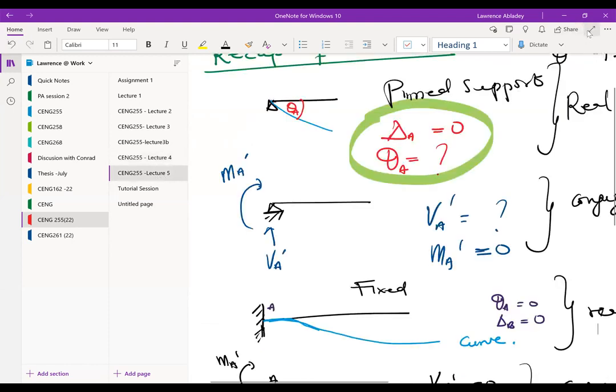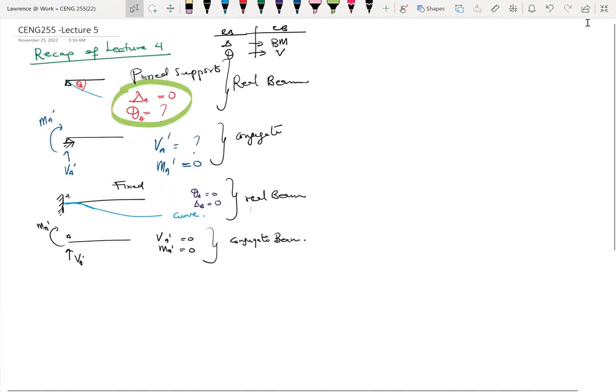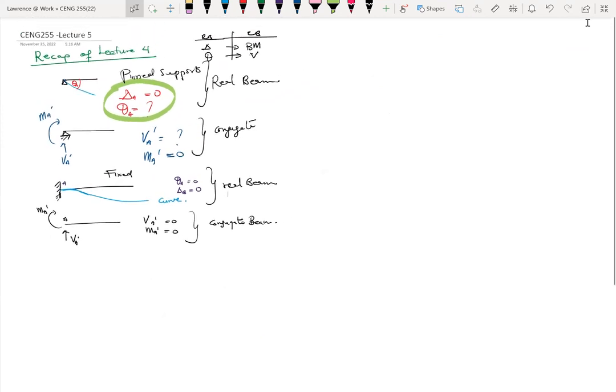A question, please. Yeah, go ahead, sir. Please, can you explain further what you mean by a load on the conjugate beam should be moving away from the beam? Okay, I was just about to. Yes.